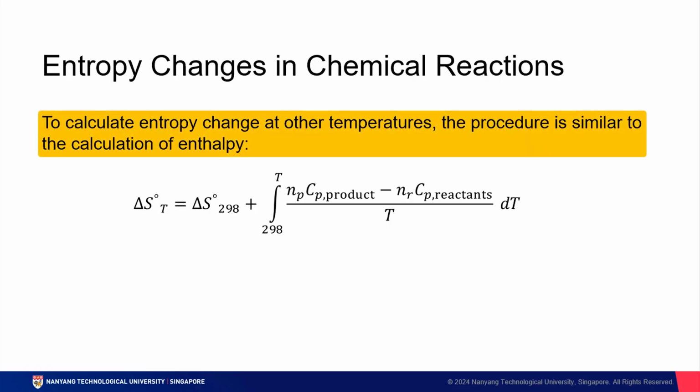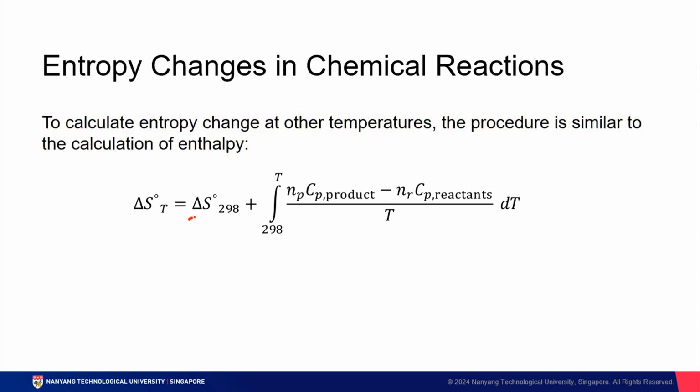So how do you calculate entropy change in chemical reactions beyond standard entropy? The procedure is very similar to calculating enthalpy. First, take standard entropy and add it to the integral to your desired temperature. Remember, take the constant heat capacity of your product minus the constant heat capacity of a reactant, taking into account the total mass of both your product and your reactant.